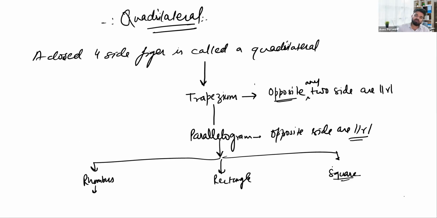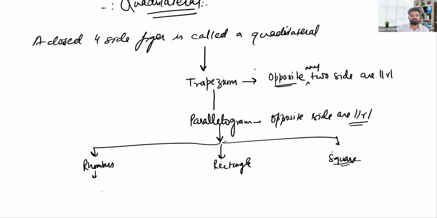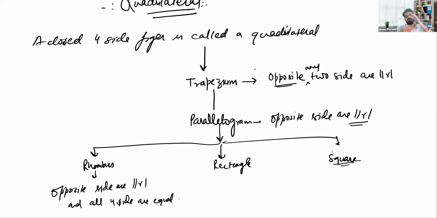In a rhombus, opposite sides are parallel, and all four sides are equal. If all four sides are equal and parallel, then it is a rhombus.